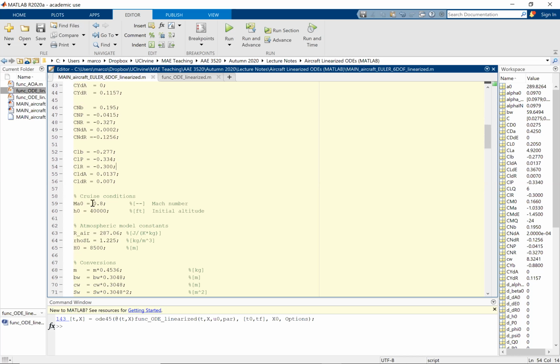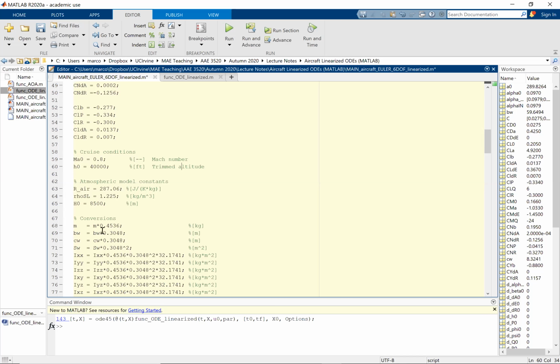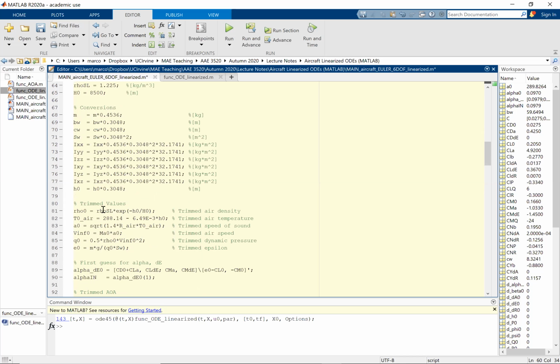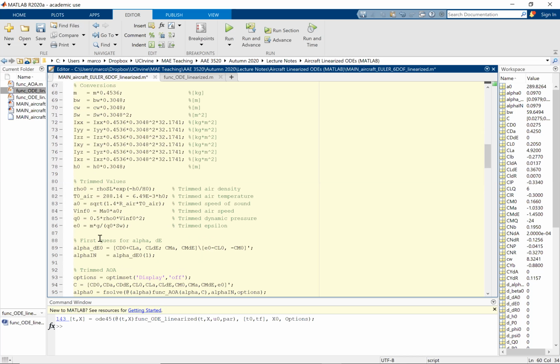And we have the cruise conditions. We still are keeping that Mach 0.8 and an altitude of 40,000 feet. Well, here it should be really trimmed altitude. And we have the atmospheric model constants and conversions. And then here we list all the trim values that we're using and that we found in the last lecture. So we have the trimmed air density, the trimmed air temperature, the trimmed speed of sound.